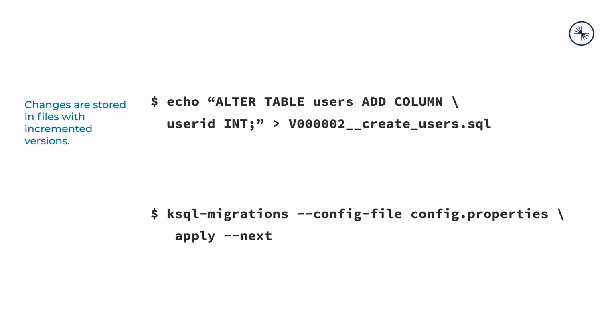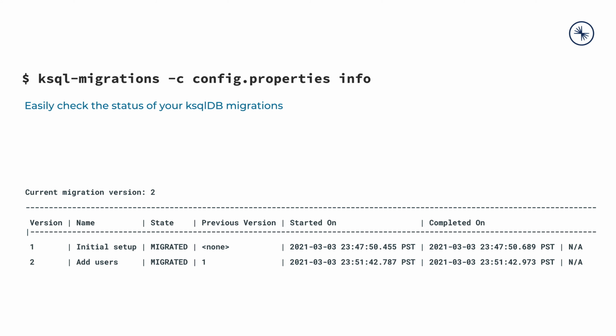Changes are stored in versioned files, and they will be applied in version order, so we can apply all unapplied change files, the next file only, or a range of change files. We can also see the status of all the changes to monitor which changes have been applied, and which changes are still waiting to be applied.